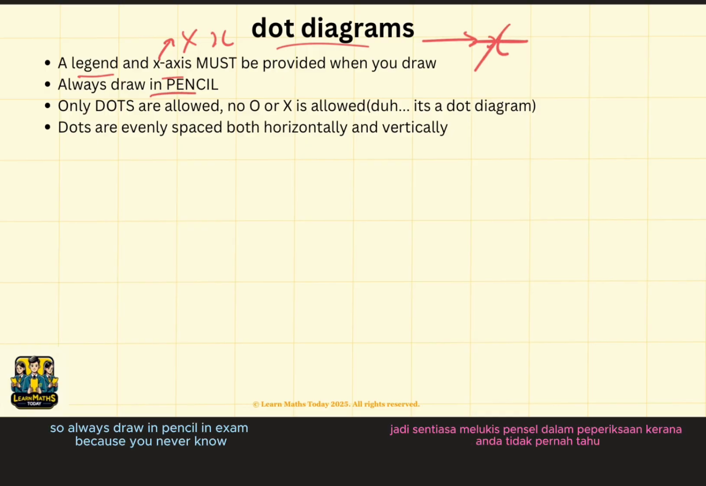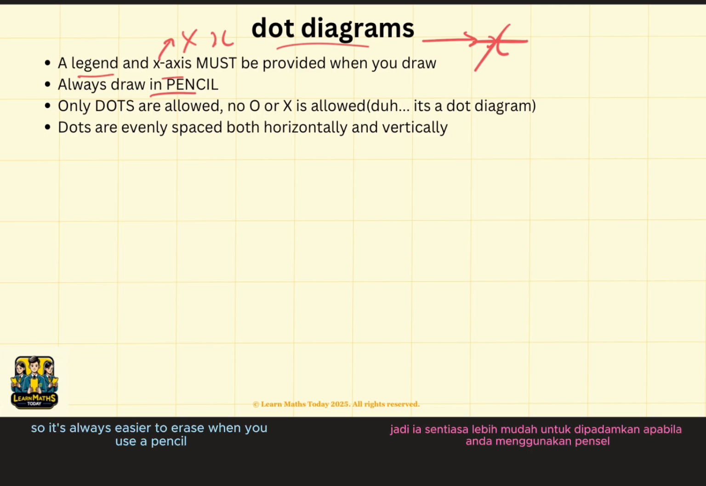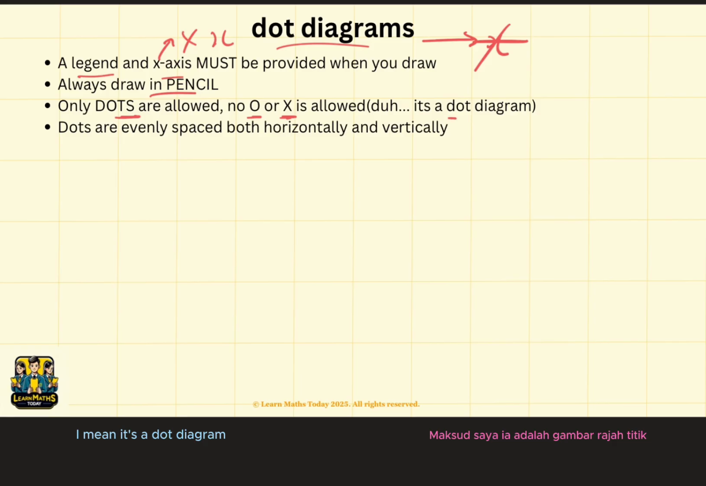Always draw in pencil in the exam, because you never know when you might make a mistake, so it's always easier to erase when you use a pencil. Only dots are allowed. You cannot use a circle or a cross. I mean, it's a dot diagram. It's called a dot diagram for a reason. And dots are evenly spaced, horizontally and vertically.